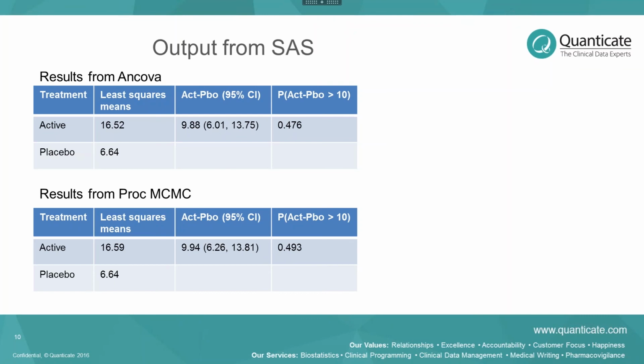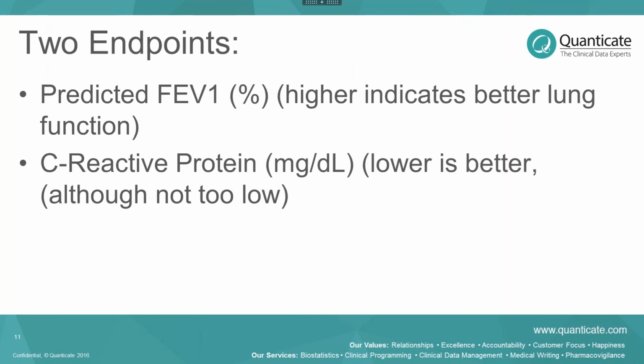So now moving on to new material, looking at 2 endpoints together. So we've got the predicted FEV, same as before, and then CRP, and in this case a lower result is better, although it can get too low.